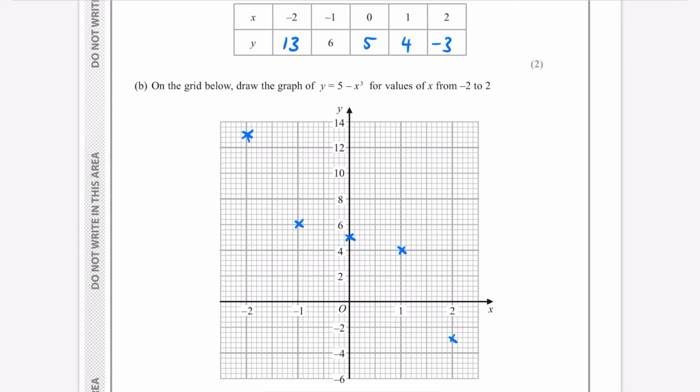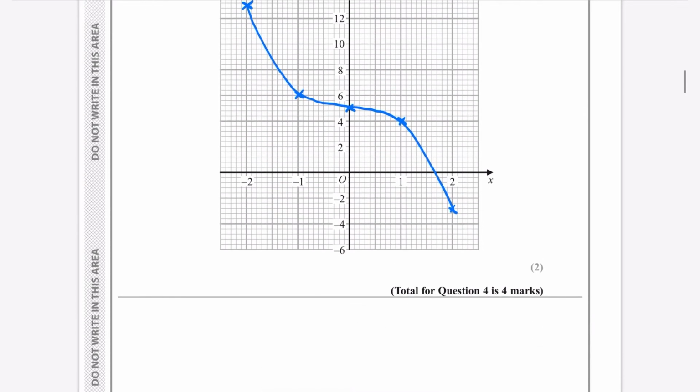So all that's left to do now is to try and draw this with a smooth curve. They're pretty lenient with this, it just must be smooth rather than like dot to dot. It doesn't matter if it's perfect, it just needs to look something like that to get those 2 extra marks.